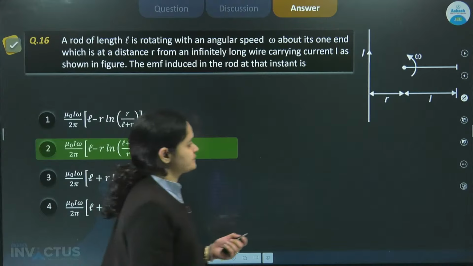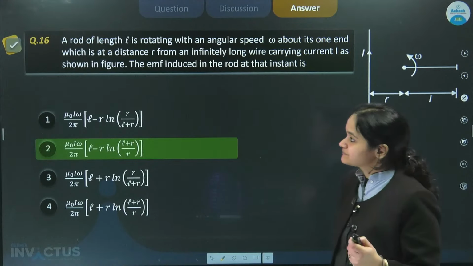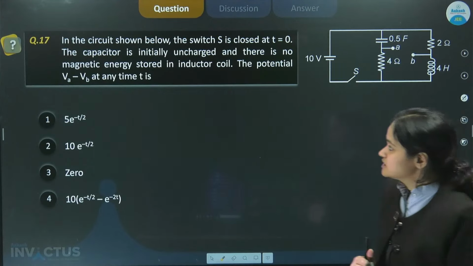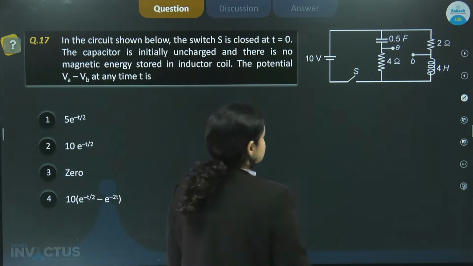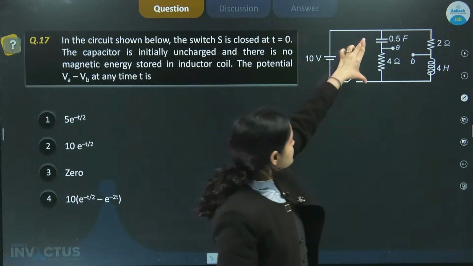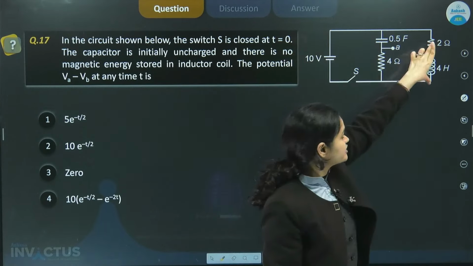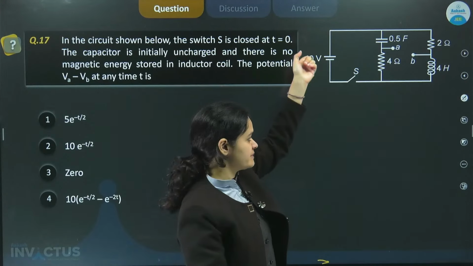All right. Now let's move on to the next question. Question number 17. So in this question you can see this RC branch is directly connected to the battery. The LR branch is also directly connected to the battery, right?